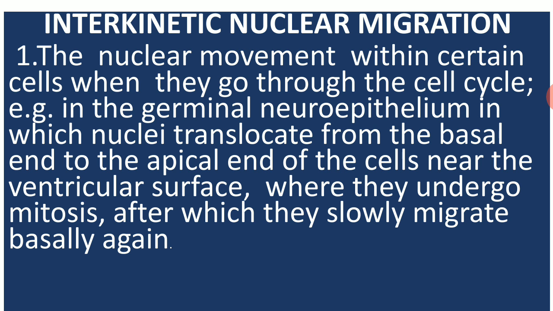Interkinetic nuclear migration. The nuclear movement within certain cells when they go through the cell cycle. For example, in the germinal neuroepithelium, nuclei translocate from the basal end to the apical end of the cell near the ventricular surface, where they undergo mitosis, after which they slowly migrate basally again.